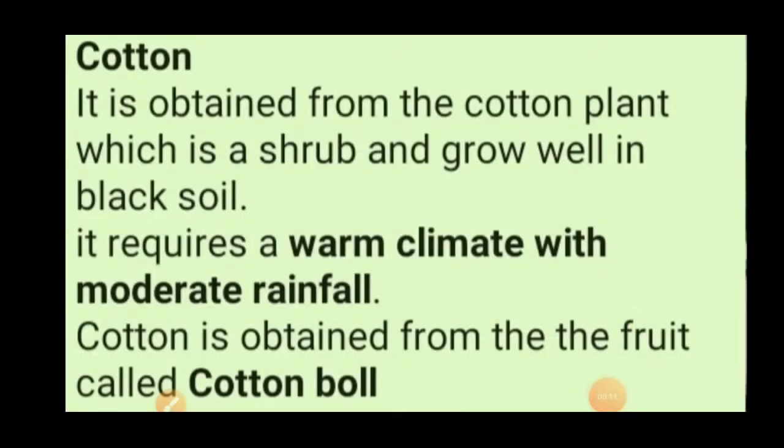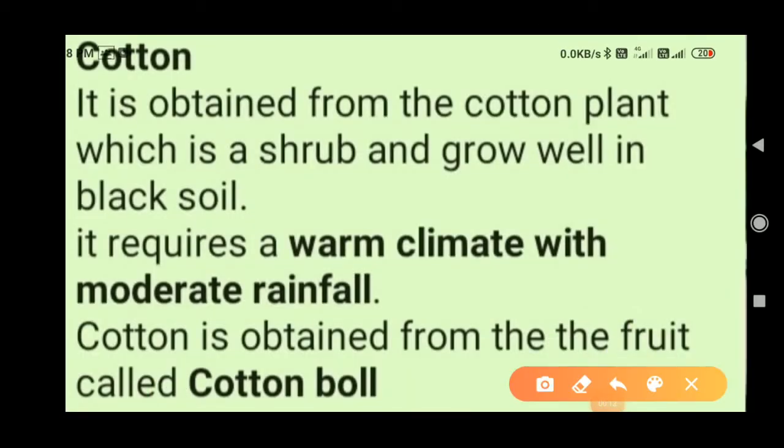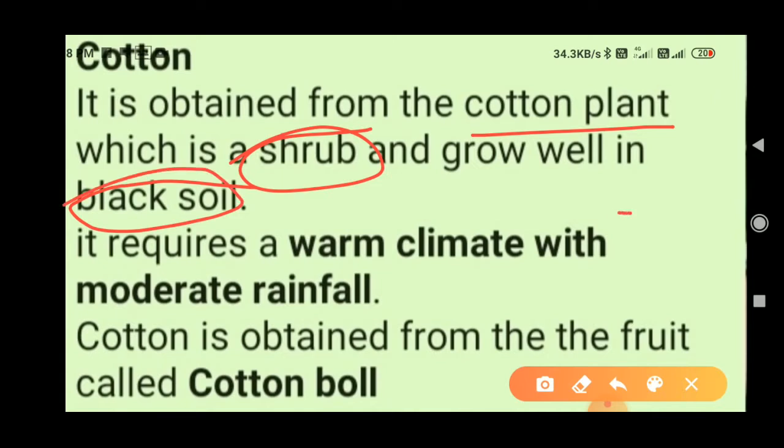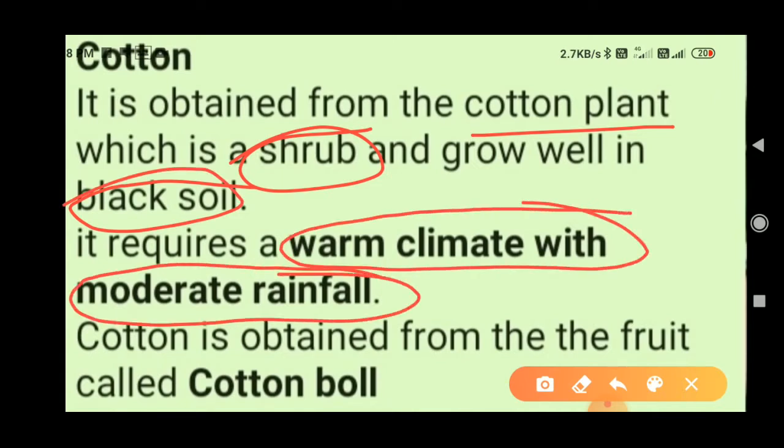Now, cotton is obtained from the cotton plant, and it is a shrub. It grows well in black soil and requires warm climate conditions and moderate rainfall. It means for cotton cultivation, black soil is good, and the climatic condition should be warm and the rainfall should be moderate, not too much and not too little.